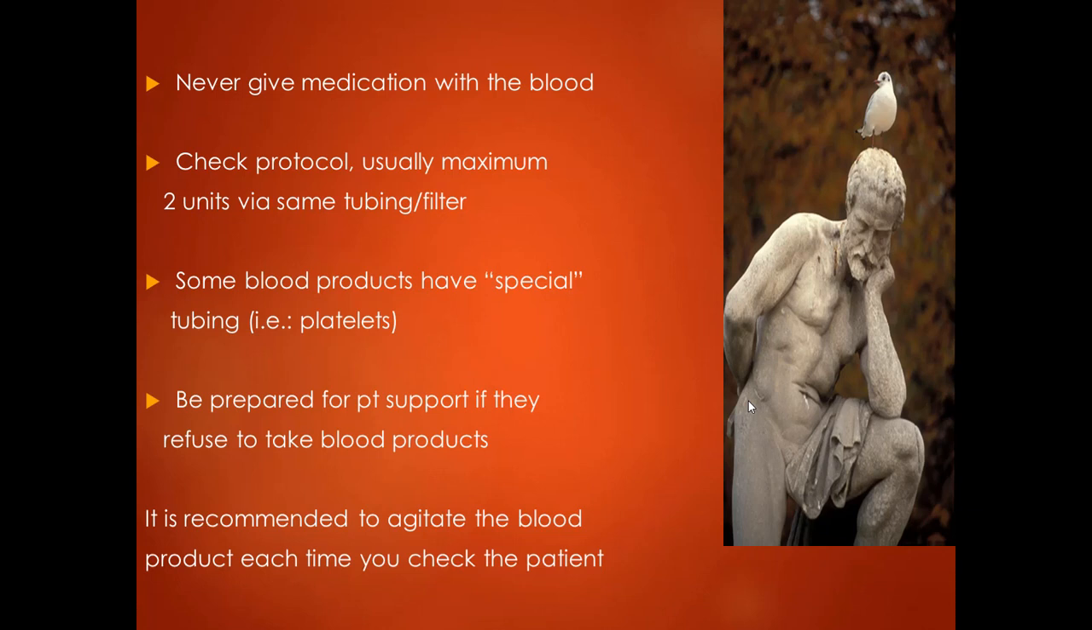Only 2 units of blood per tubing. Otherwise, the filter gets too clogged up and then you're not doing anything anyway. So just make sure that you are changing the tubing if they are ordered more than 2 units.